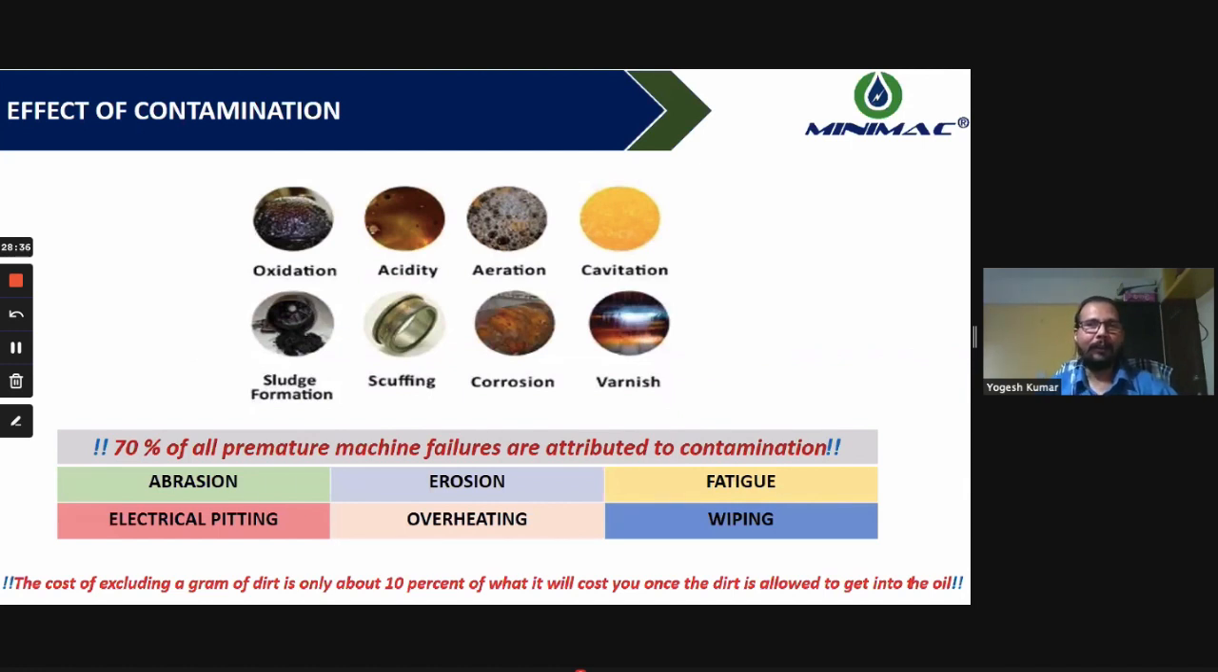But it is a very surprising number that 70% of premature machine failures are due to only contamination. That is lube oil contamination, not some other contamination. There are some failures in power and cement plants, especially due to water contamination, but that is a different subject. As per the market survey and data, 70% of premature failure is because of only contamination. 70% seems a big number. We will see how realistic the number is.